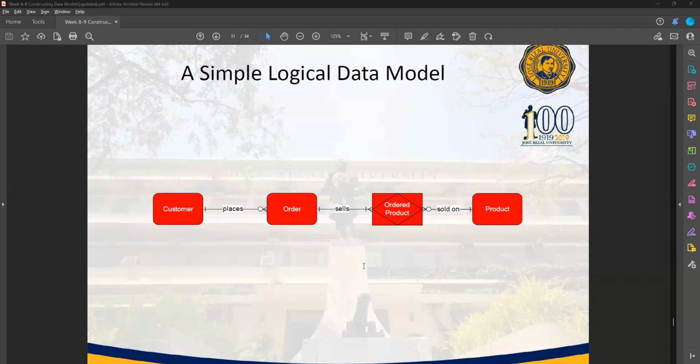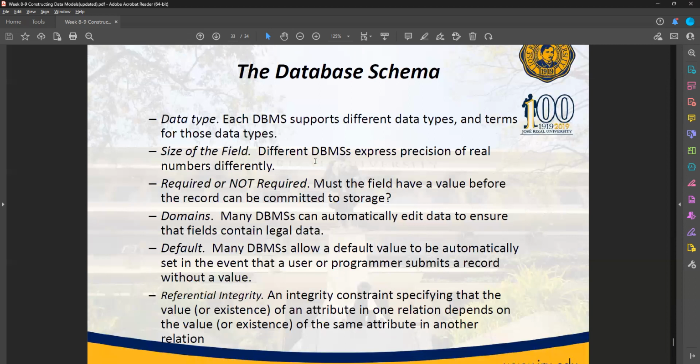Okay? So, in this example, the model includes 4 entities. The order, the customer, the ordered product, and the product itself. So, the lines connecting the entities represent the relationships between them. The model shows that the customer can place multiple orders. All right? And each order can contain multiple products. Okay? Now, that is the database schema that we call.